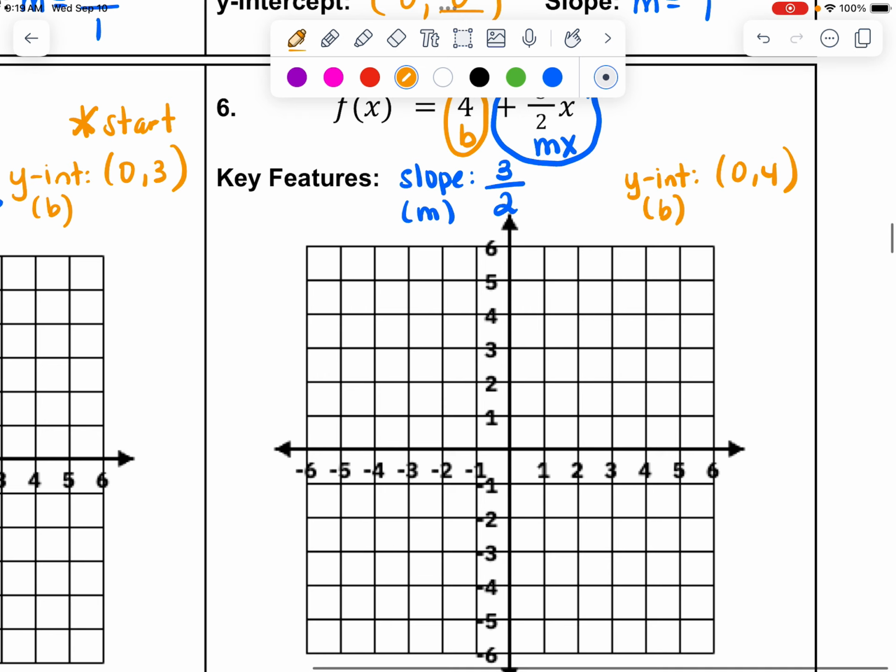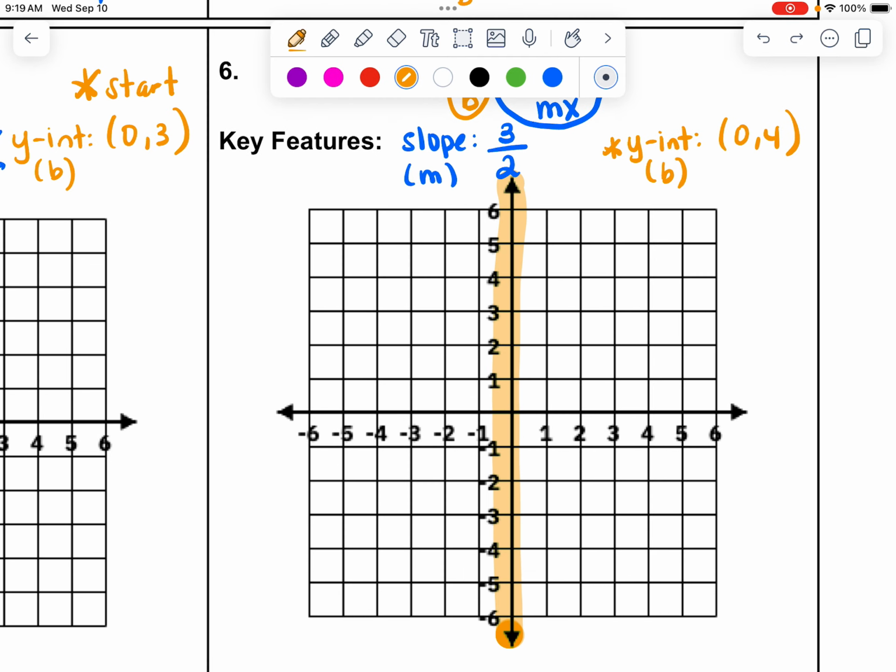Now the y-intercept tells me where to start, and I should always have a point somewhere on the y-axis. So on the y-axis, my starting point is going to be 0, comma, 4. Then my slope tells me to rise 3 and run 2. If I try to do that, I notice I don't have enough room to go up 3 spaces. So I'm going to need to reverse my slope, which means I'm going to go down 3 and left 2.